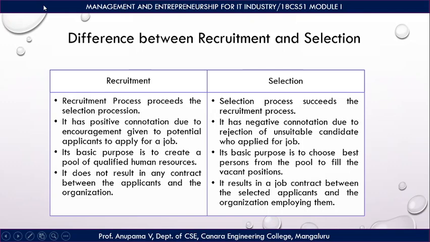In this lecture video, we have learned what is staffing, selection and recruitment, and what are the various sources of recruitment, and also what is the procedure followed in selection or steps in selection, and also we learned the differences between recruitment and selection. Thank you.